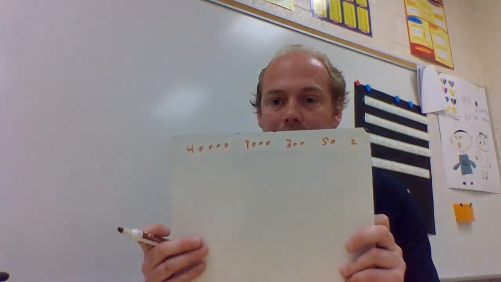40,000 plus 7,000, plus 300, plus 50, plus 2, and my board's barely big enough, times 36. 30 plus 6. I don't even know if my board's going to be big enough. Okay.